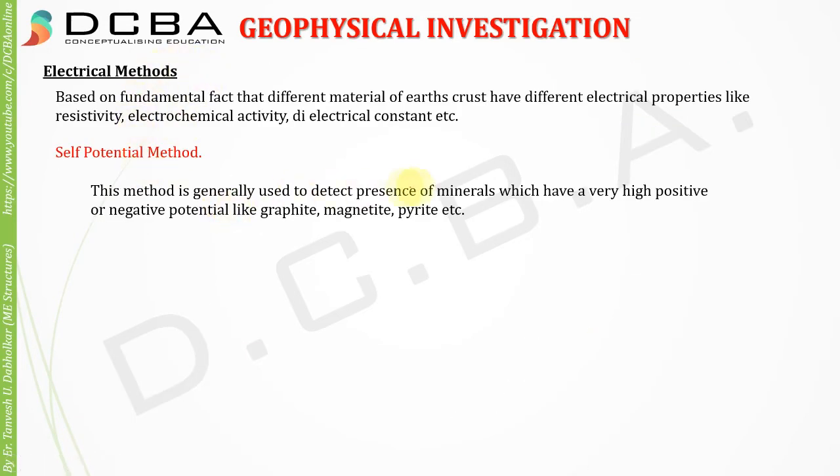Now this method is generally used to detect presence of minerals which have a very high positive or negative potential, like graphite, magnetite, pyrite, etc. These minerals are said to have a very high positive or negative potential. Both will give you high readings on the voltage meter, and that will help you in ascertaining whether any such mineral is lying below the surface or not.